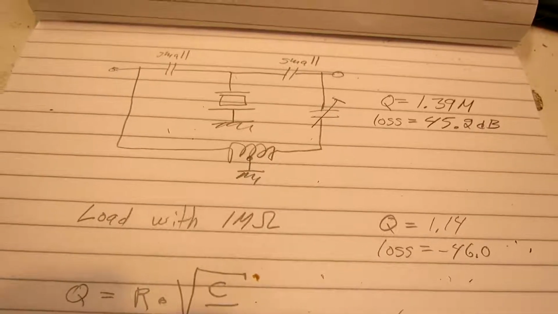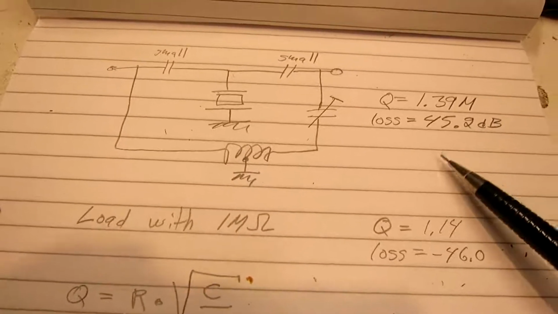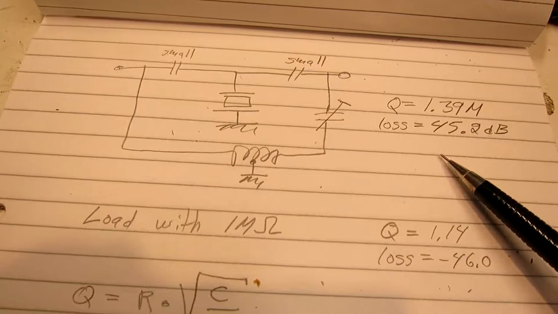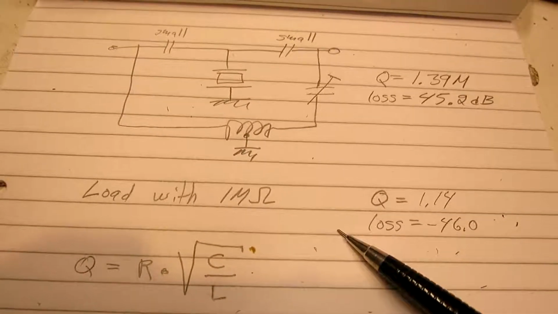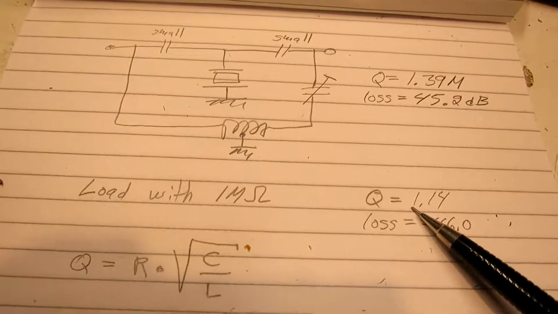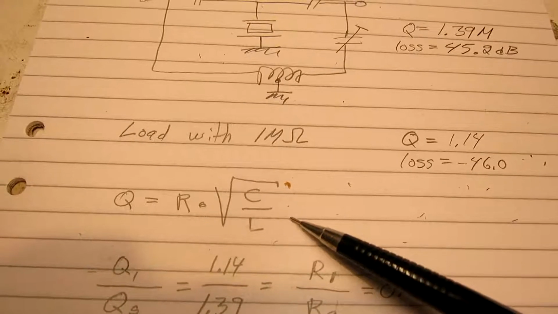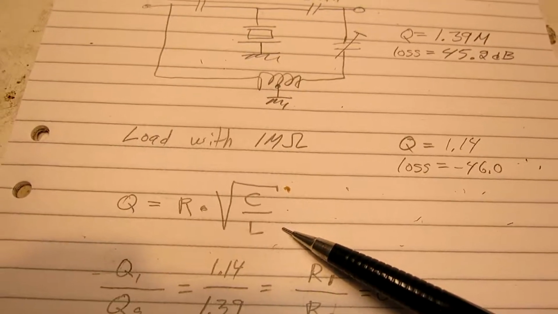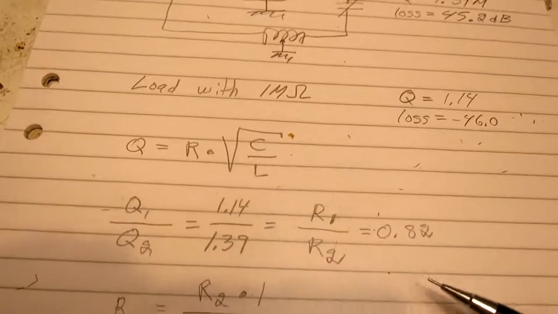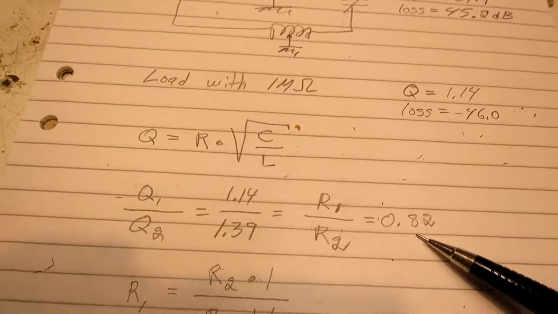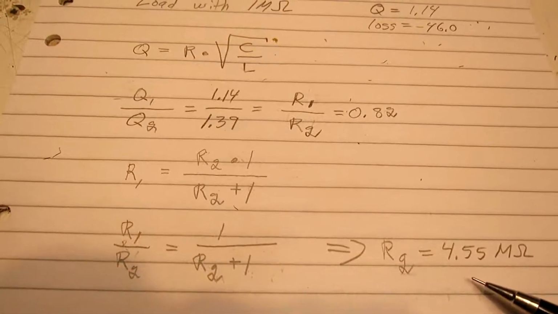With the very small capacitors, this is the schematic diagram, I observed 1.39 million on the Q, and with the 1 megohm resistor it dropped to 1.14. Now Q is R times the square root of C over L. If I assume that C hasn't changed, I find that the ratio is 0.82, and that leads to an impedance of 4.5 megohm.